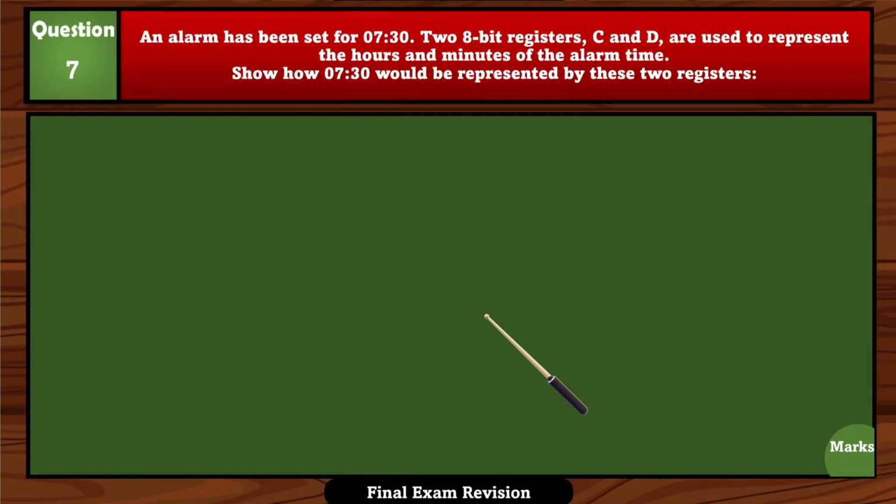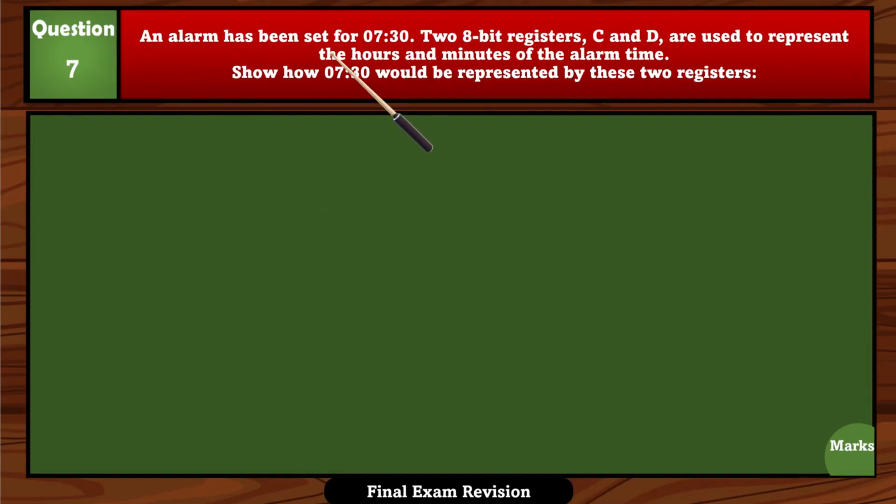Okay, question number 7, an alarm has been set for 7:30. Two 8-bit registers C and D are used to represent the hours and the minutes of the alarm time. So how would 7:30 be represented by these 2 registers? So first of all, we need to convert 7 to binary, and then we need to convert 30 to binary.